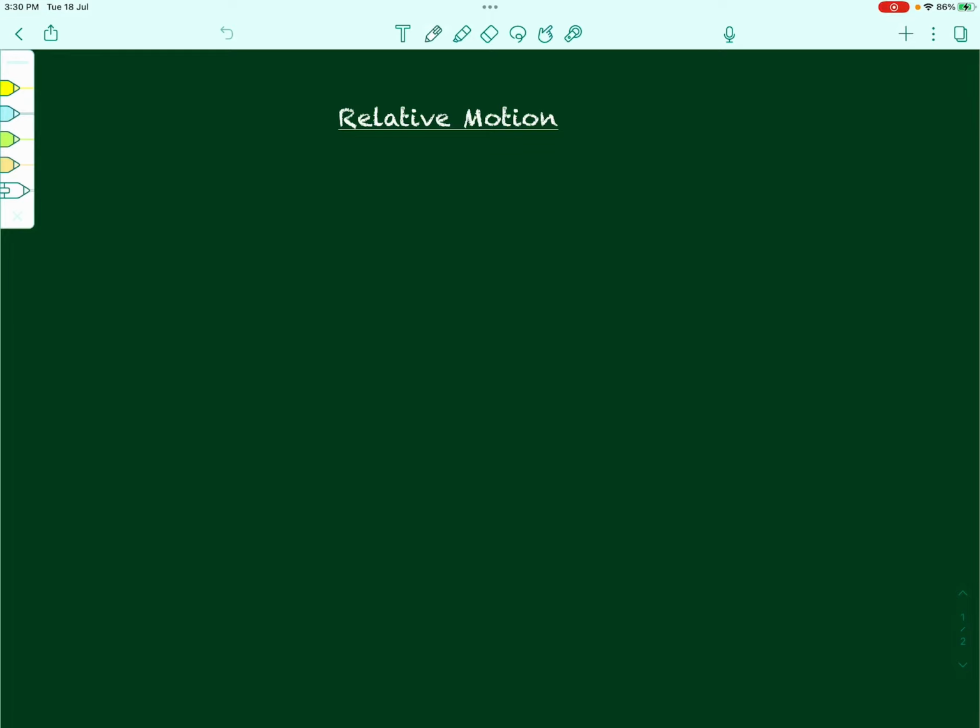Understand what we mean when we say motion is relative, or relative motion. Relative is a term we all know. Relative means when we find out something in comparison with something else, in relation to something else. We can understand this by taking an example.